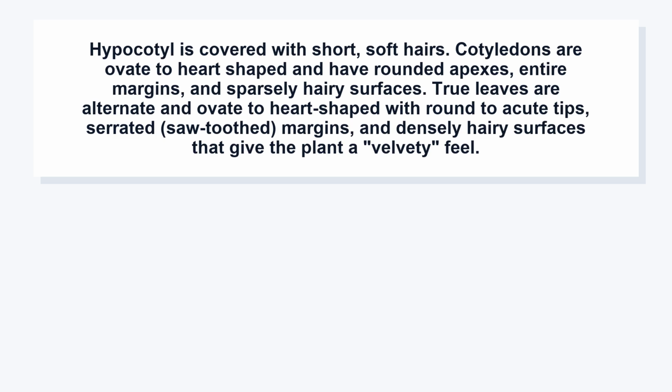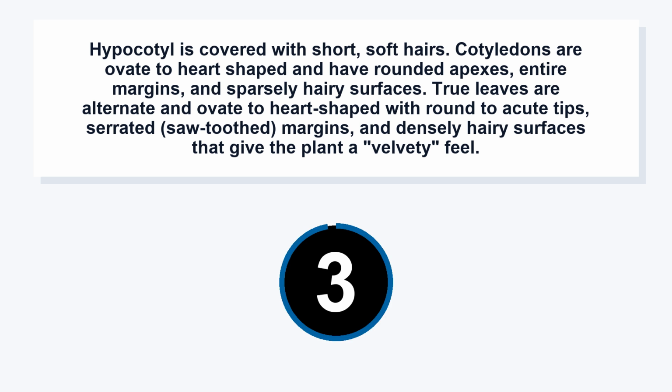Hypocotyl is covered with short, soft hairs. Cotyledons are ovate to heart-shaped and have rounded apexes, entire margins, and sparsely hairy surfaces. True leaves are alternate and ovate to heart-shaped with round to acute tips, serrated, sawtoothed margins, and densely hairy surfaces that give the plant a velvety feel. Velvetleaf.